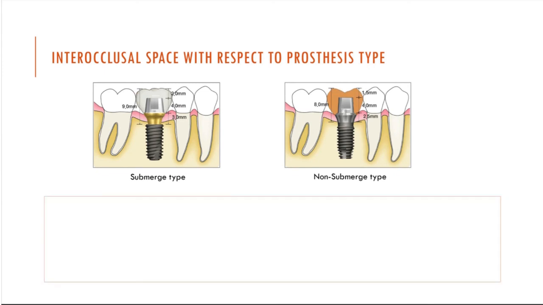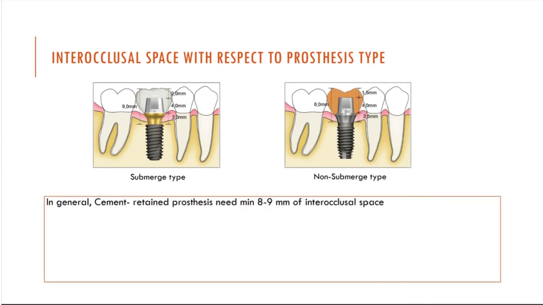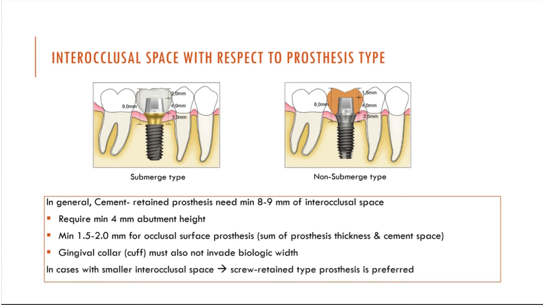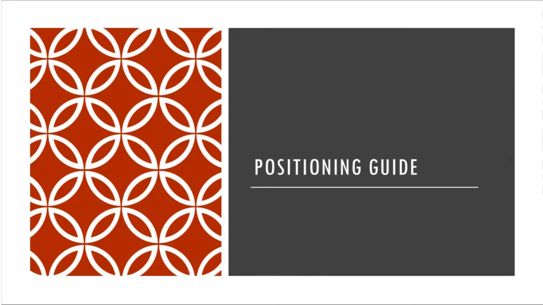For the submerged type or non-submerged type, in general, the cement-retained prosthesis needs a minimum 8 to 9 mm of occlusal space because it requires 4 mm minimum for the abutment height and a minimum 1.5 to 2 mm for the occlusal surface of the prosthesis. The gingival margin must also not invade the biological width. In cases with smaller interocclusal space, you should use a screw-retained type prosthesis. In the next slide, I would like to introduce some of the tools that can help you get the correct implant position.